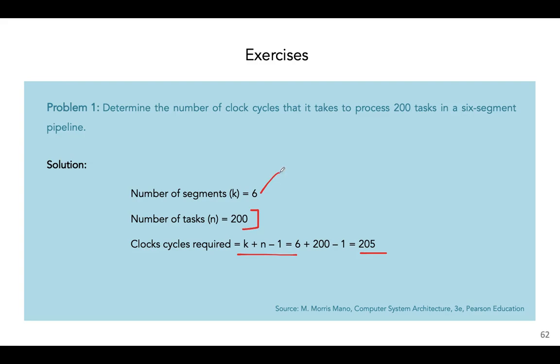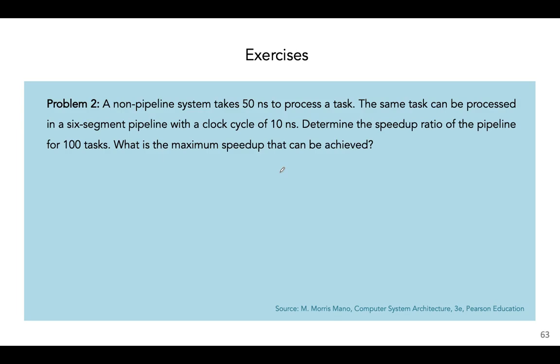This was simple enough. Moving on, problem 2. A non-pipeline system takes 50 nanoseconds to process a task. The same task can be processed in a 6-segment pipeline with a clock cycle of 10 ns. Determine the speed-up ratio of the pipeline for 100 tasks. Also, what is the maximum speed-up that can be achieved?